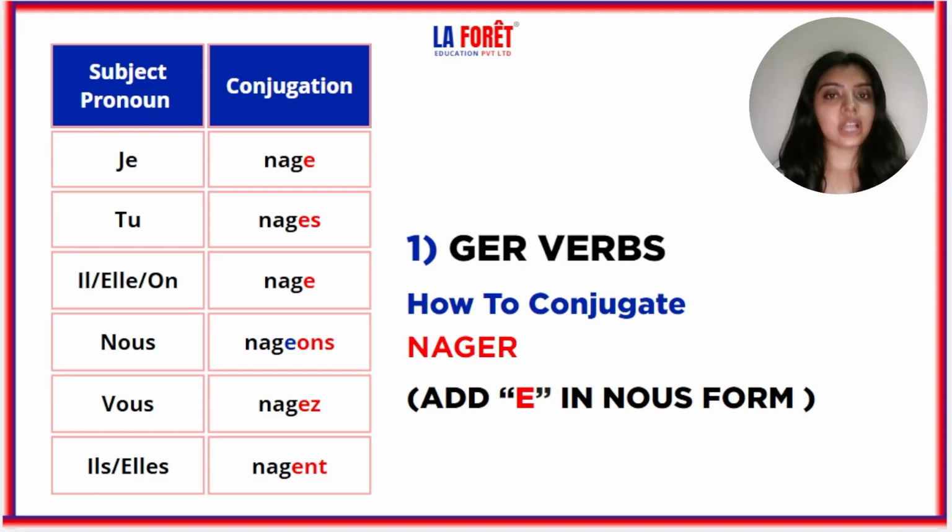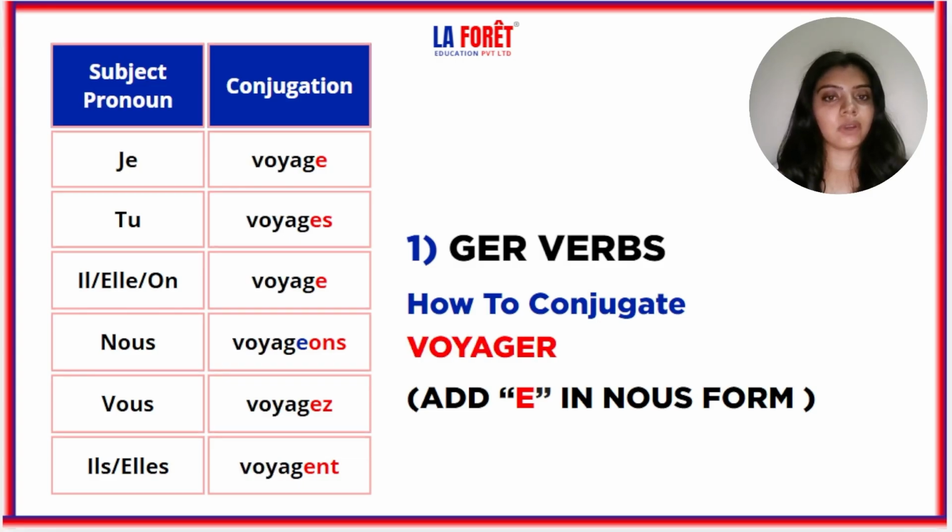Once again, je nage, tu nages, on nage, nous nageons, vous nagez, elle nage. Yes, excellent. Now one more, voyager. Voyager means to travel. Yes, it will be the same, we have to add E before ONS.